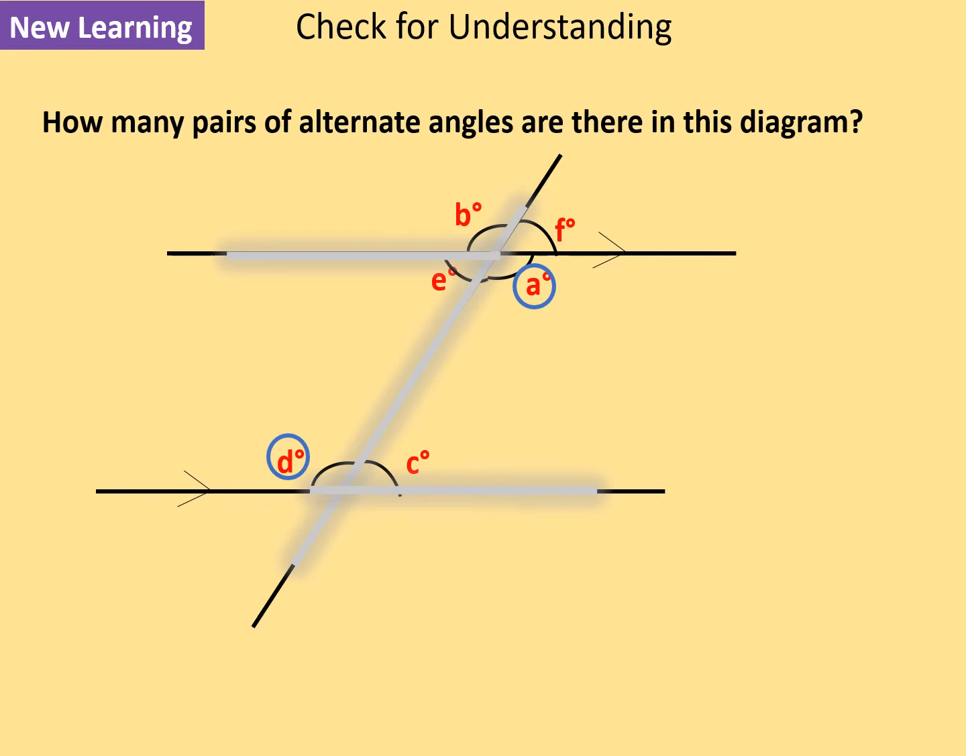So, from this we can see another pair of angles that are in the same region and are on opposite sides of the transversal, E and C. So, we should now be able to see that there are two pairs of alternate angles in this diagram.